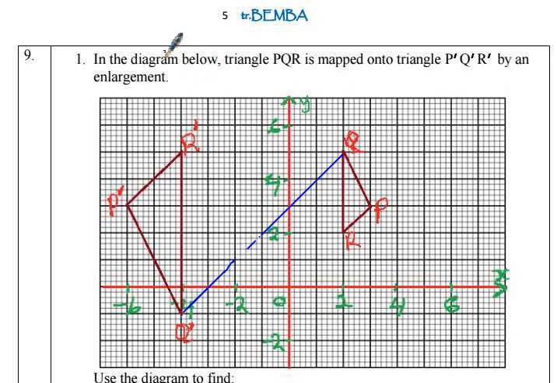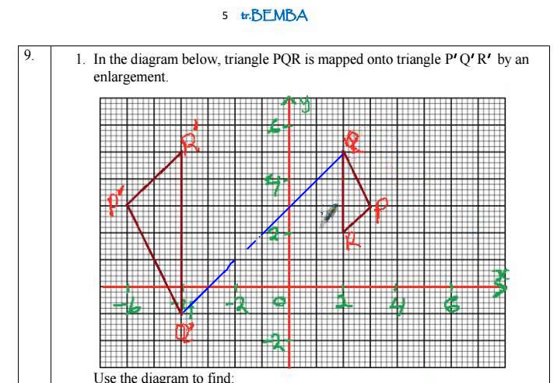Question 9. In question 9, it says in the diagram below, this triangle is mapped onto this triangle by an enlargement, right? The diagram is here. We have this triangle here, PQR, being mapped onto this, and this is its image. We are supposed to use the diagram to find the coordinates of the center of enlargement.